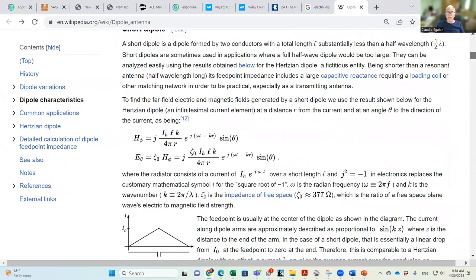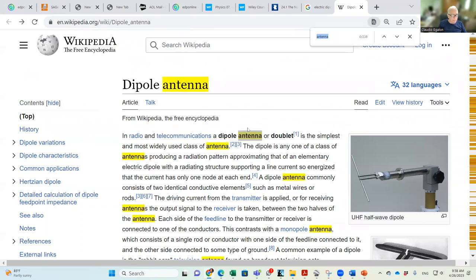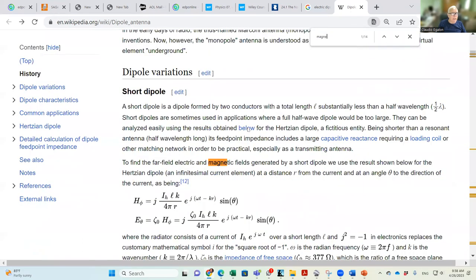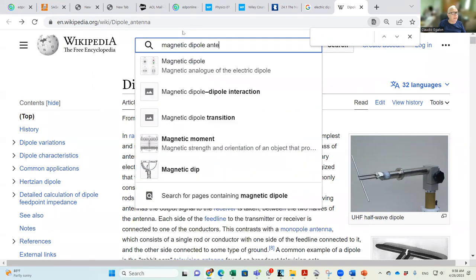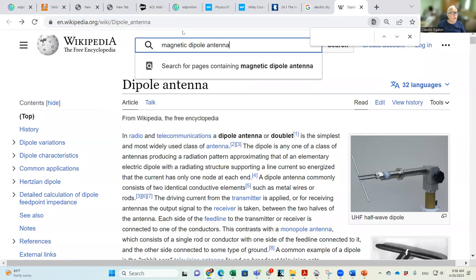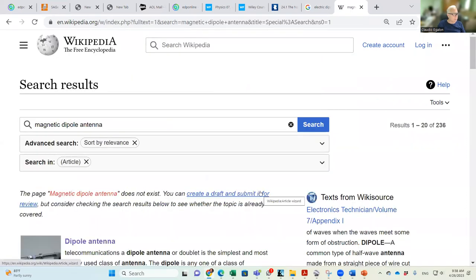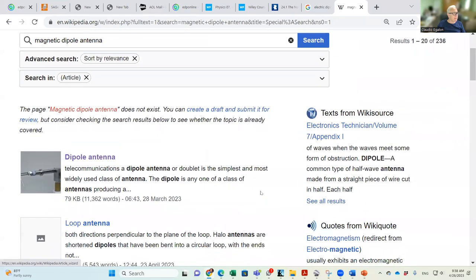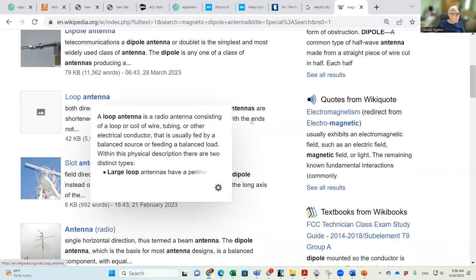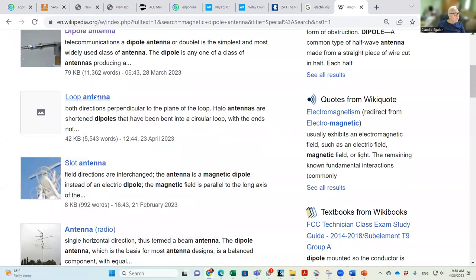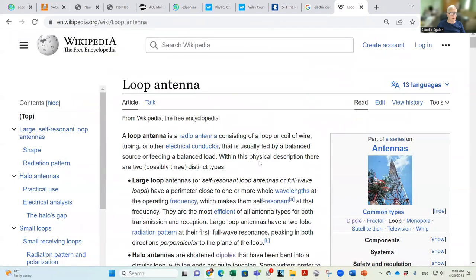Let's see. A magnetic dipole. Oh, it doesn't have it. What a shame. Okay. It has dipole antenna, but let's see here, magnetic dipole antenna. Search page contain magnetic dipole. Magnetic dipole, the thing does not exist, unfortunately. Ah, it has loop antenna, okay. Loop antenna. Let's see. Loop antenna, okay.